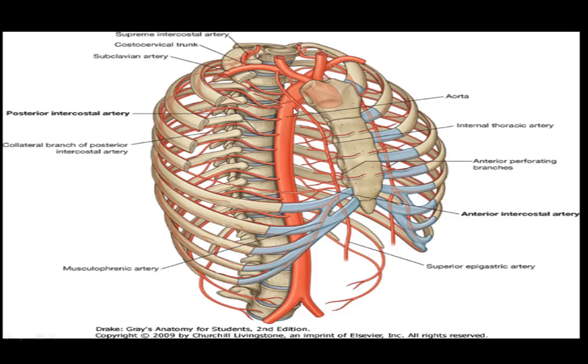Here we can see this is the internal thoracic. You can see the upper 6 spaces from the internal thoracic, and here, this is the musculophrenic, which supplies the lower 3 spaces anteriorly. Regarding posteriorly, we have the lower 9 spaces, direct branches from the descending thoracic aorta, and the upper 2 spaces from the costocervical trunk from the second part of the subclavian.